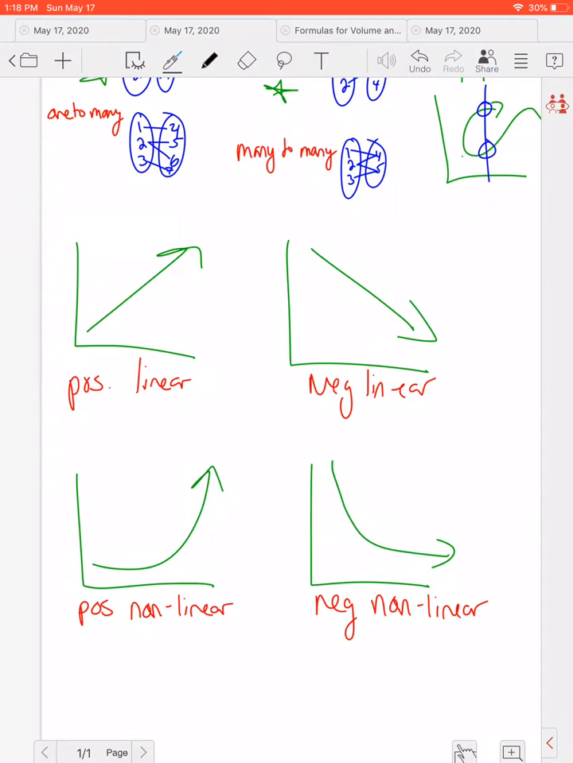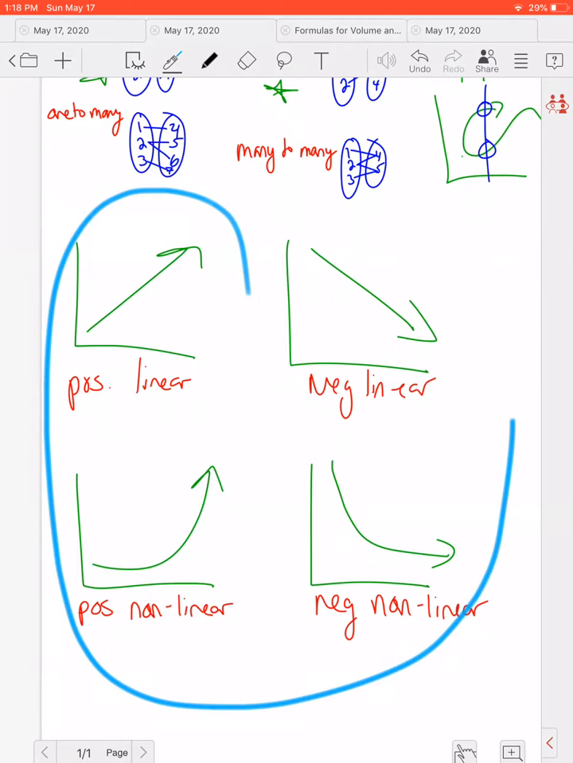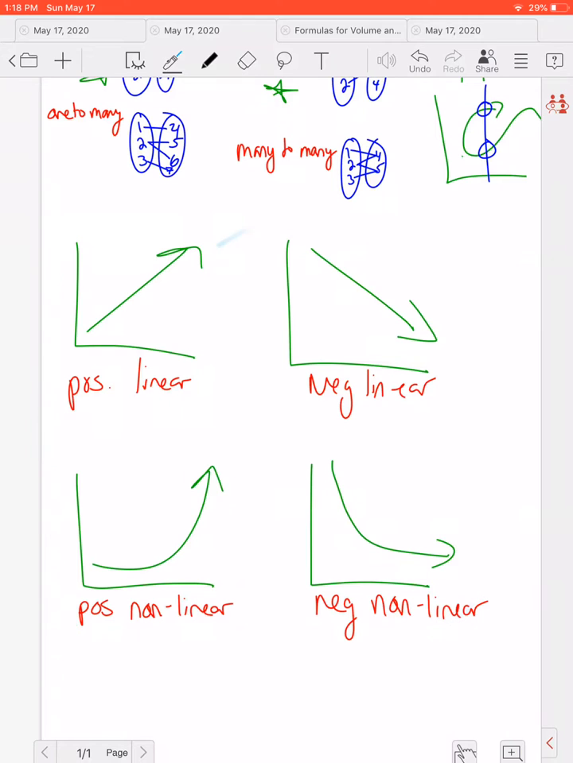Okay, we talked about these recently in our stats section as well, so hopefully these are somewhat familiar to you now. So we have negative, positive, linear, nonlinear, and then in our stats we added whether it's strong or weak. It's strong if it's really close, and it's weak if it's really kind of far away from it. And if it's all over the place, there's no association between it.